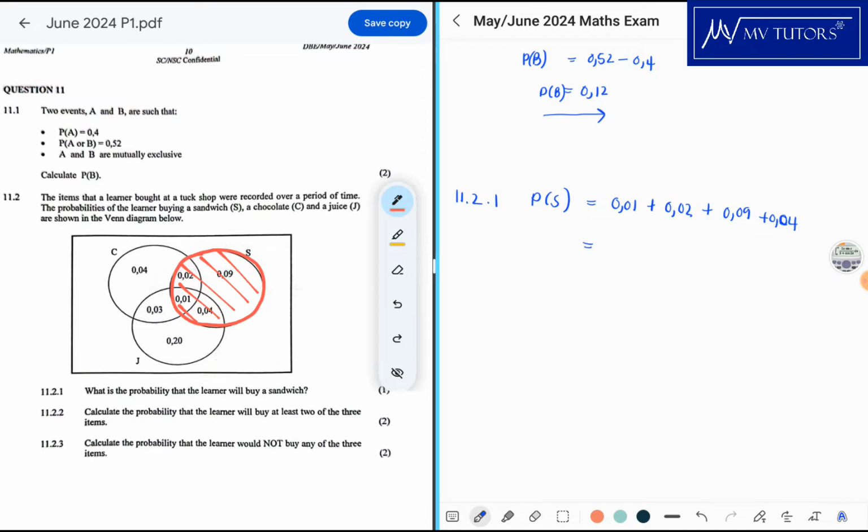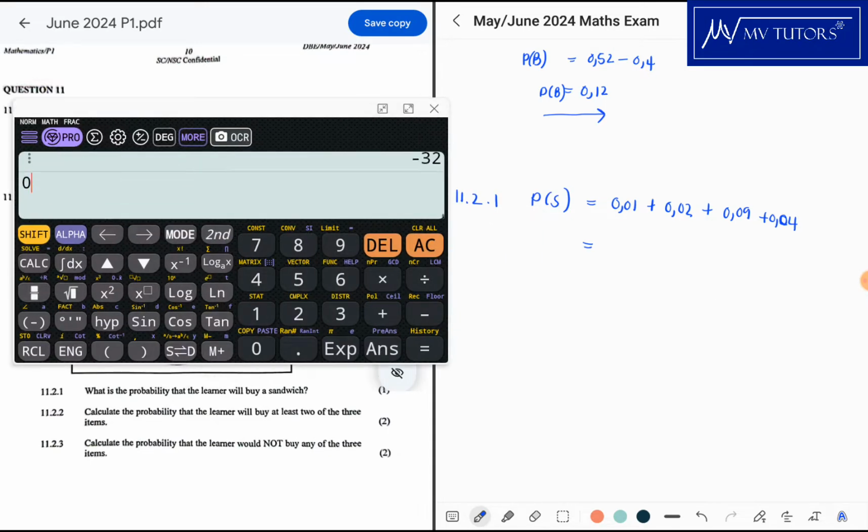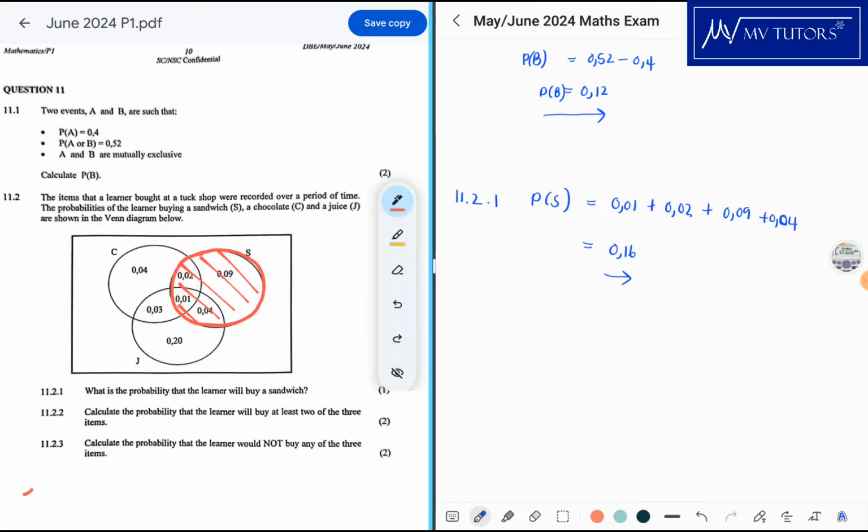Okay, put them all in a calculator. Plus 0,02 plus 0,09 plus 0,04, and then you get that your probability is 0,16. Okay, let me just get rid of that. And then, okay, 11.2.2. Calculate the probability that the learner will buy at least 2 of the 3 items.